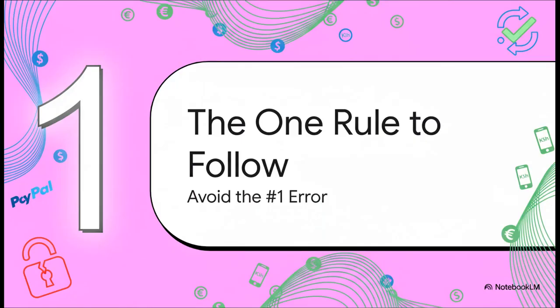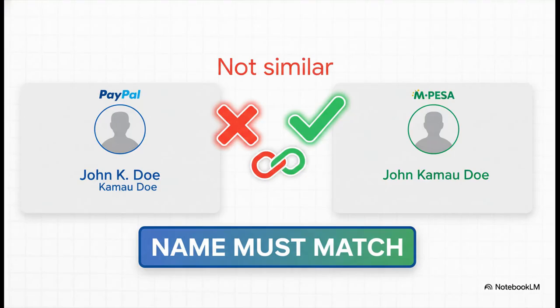Before you even touch a single button, there is one absolutely critical rule you have to follow. I mean it. Getting this one thing right will save you from the number one reason these links fail. And here it is. This is the detail that trips up almost everybody. The legal name on your PayPal account has to be an identical match to the name you used when you registered your M-Pesa line. I don't mean similar, I don't mean close, it has to be exactly the same.